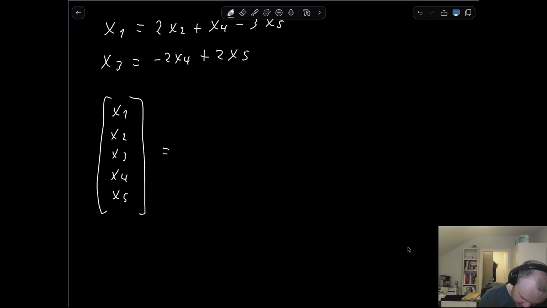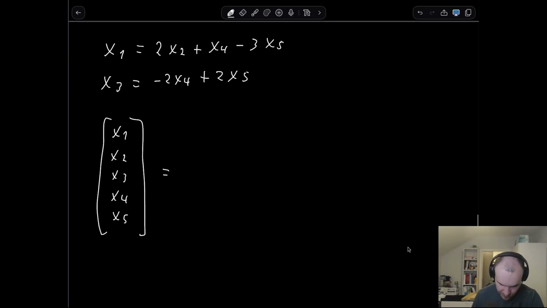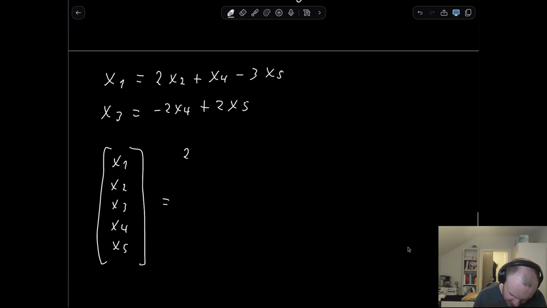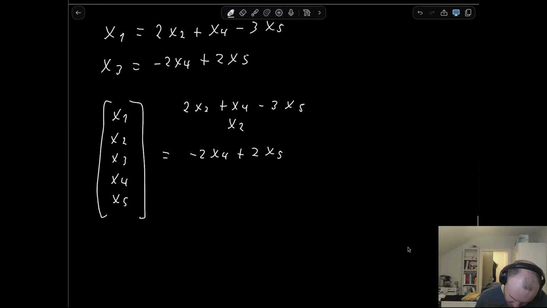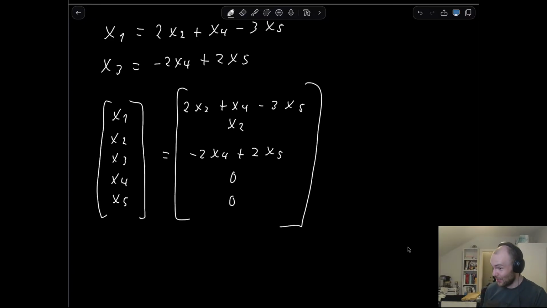Very good. Then we can, of course, write, do we have an x1? Yes, we have an x1. That's 2x2 plus x4 minus 3x5. Then x2 was a free variable. It doesn't matter. x3 wasn't. That was also defined. So x4 plus 2x5. Then, of course, we have 0, and then we have 0. Okay, pretty neat. We are getting close.